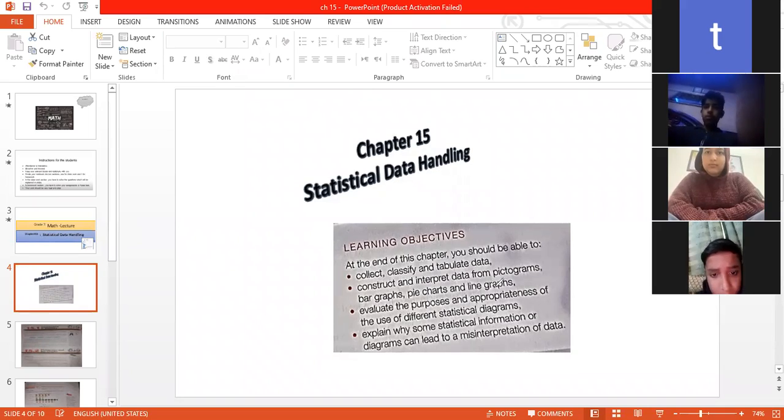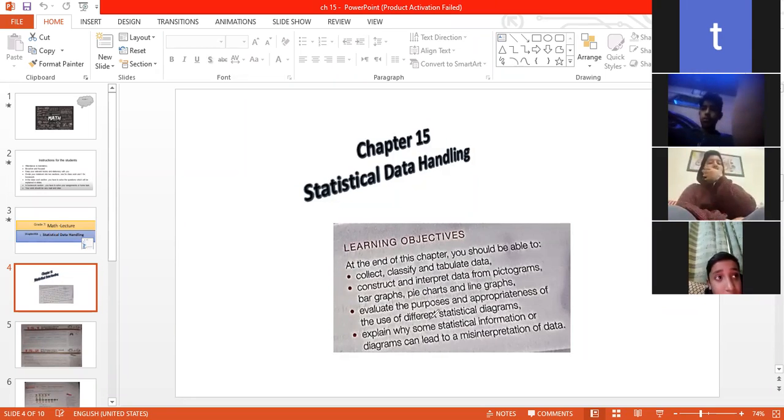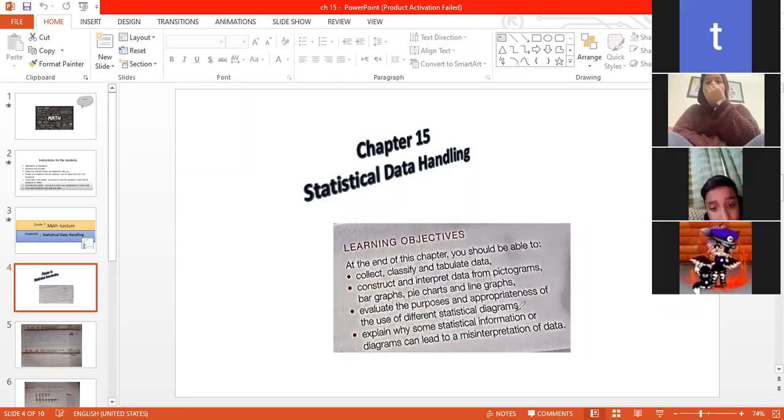Construct and interpret data from pictograms, bar graphs, pie charts, and line graphs. Evaluate the purposes and appropriateness of the use of different statistical diagrams. Explain why some statistical information or diagrams can lead to a misinterpretation of data.